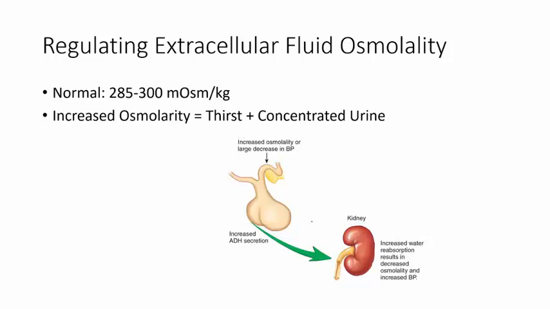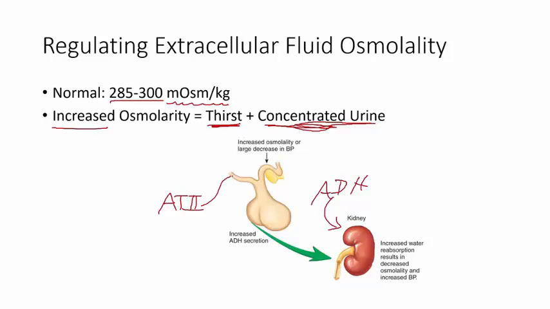Regulating the extracellular fluid osmolality is very important. Normally, the fluid in the ECF should be 285 to 300 milliosmoles per kilogram. When that is increased, meaning that the ECF is more concentrated than it should be, then you want to dilute that by drinking water, so you get thirsty, and putting water back into the blood from the urine, so concentrating the urine. So this involves hormones like anti-diuretic hormone acting on the collecting ducts in the kidney, as well as hormones like angiotensin II acting on the osmoreceptors in the thirst regions in the hypothalamus.